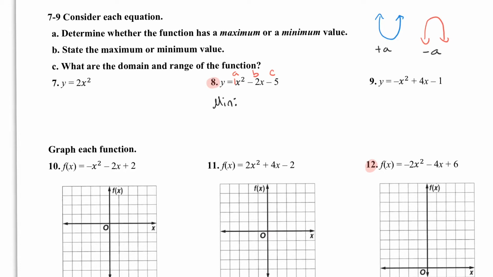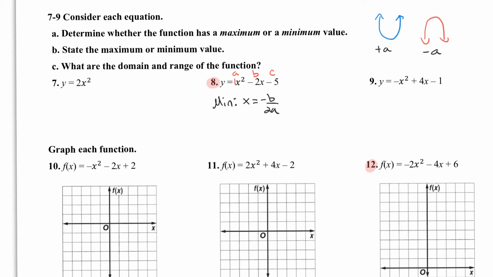So there's a formula to find the vertex. First, you need to find the x value of the vertex, and then you need to find the y value. How do you find the x value? Well, when you have the standard form, to find the x value we need negative b over 2a, all right?